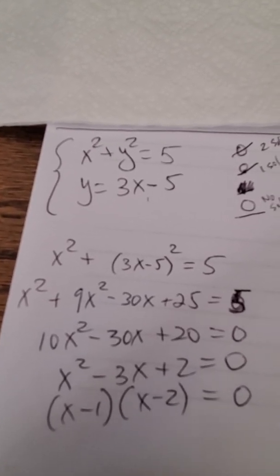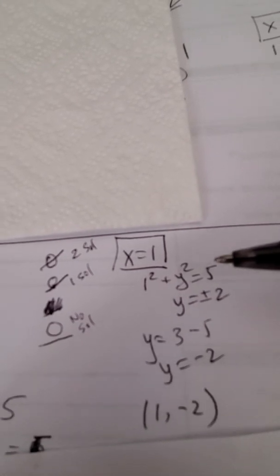It could be an answer, we'll see. But when x equals 1, I have to put it into both equations. In the first equation, 1 squared plus y squared equals 5, and that gives me y equals plus or minus 2. If I put it into the second equation, I get y equals -2. So the minus 2 gets accepted because it matched the second equation, but the plus 2 gets rejected. So the only solution I have is (1, -2).